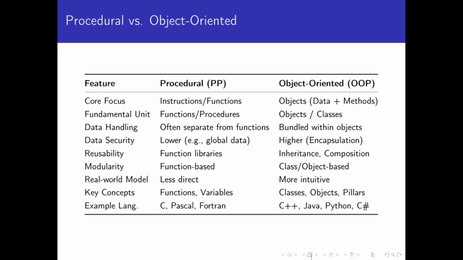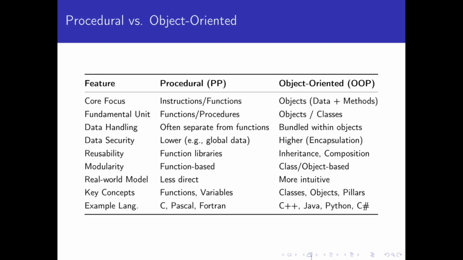Let's see the way they handle data. In procedural programming, data is often separate from functions, but in OOP it is bundled with objects. Let's see the data security. In procedural programming, data security is lower, but on the other side there is higher encapsulation. Higher encapsulation enables data hiding.